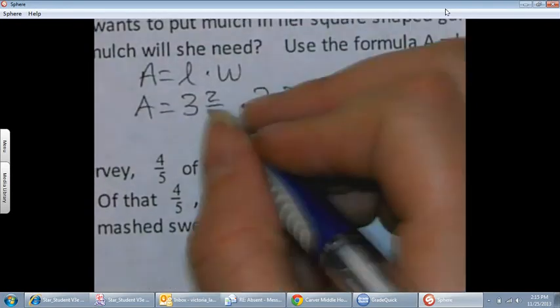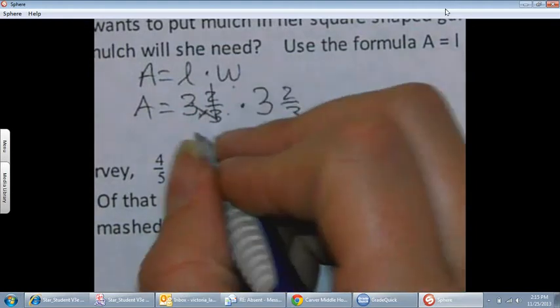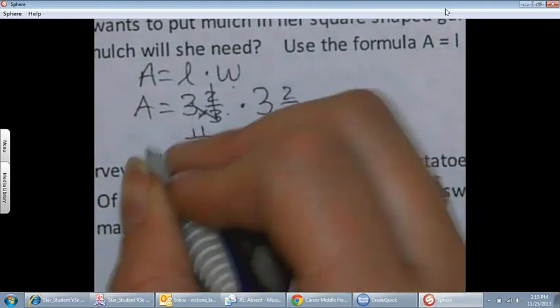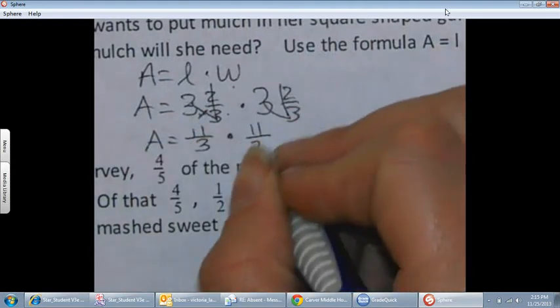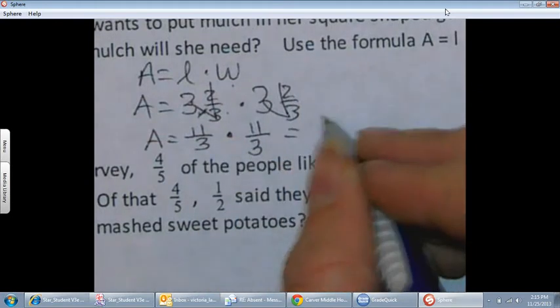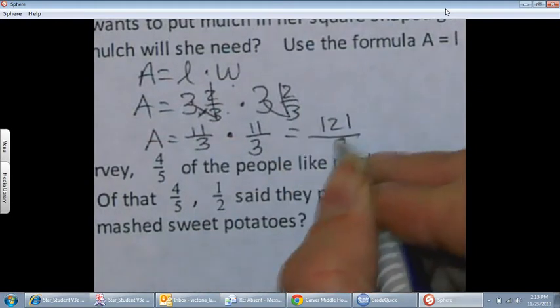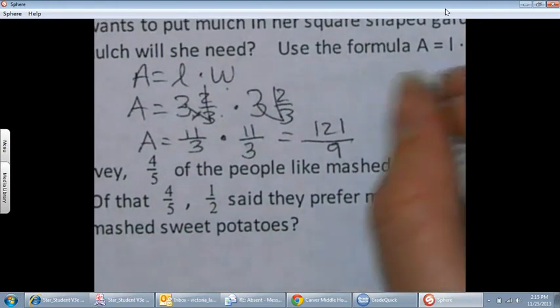3 times 3 is 9, plus 2 more is 11. So it's going to give us 11/3 times, same thing, 11/3. Well, we can't cross cancel here, so we're going to have 121 over 9. But we can't leave it like that, so we're going to have to do long division. Take a dip in your pool.